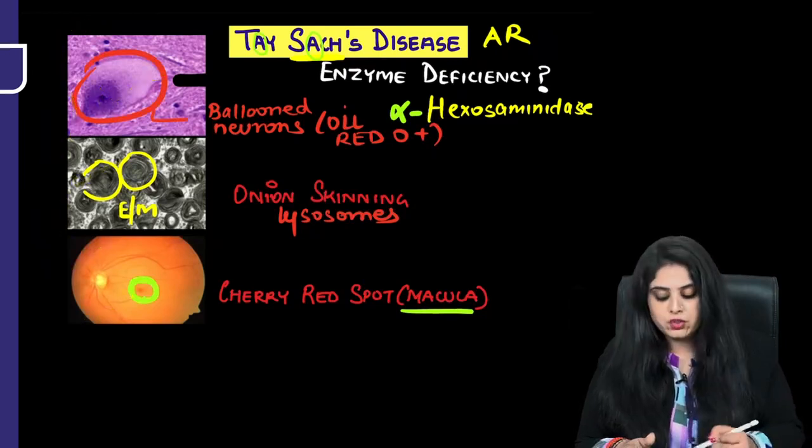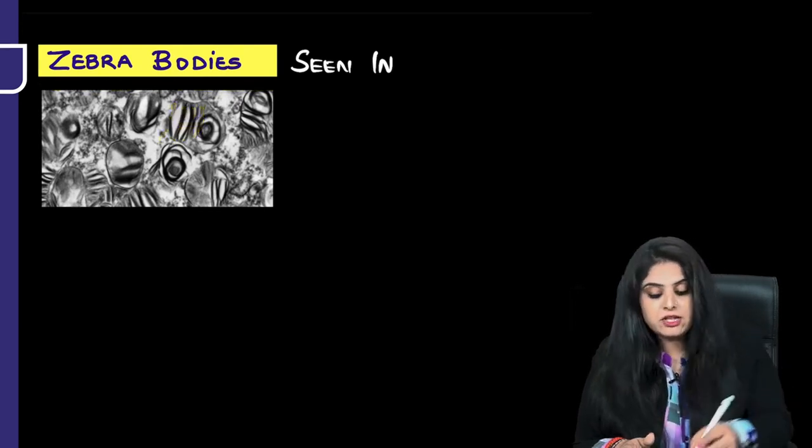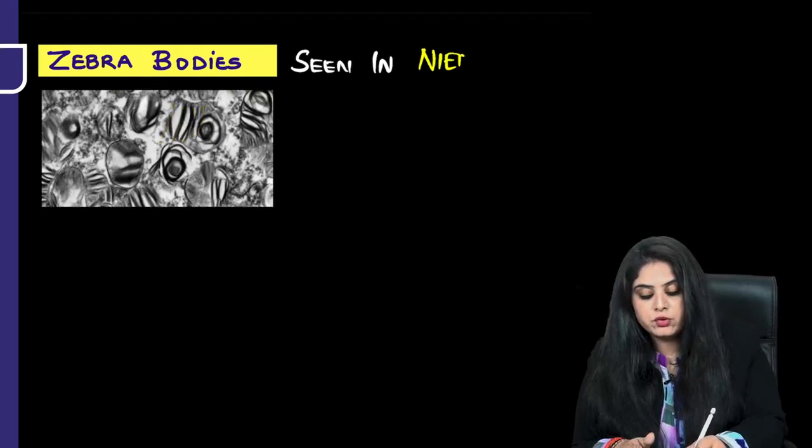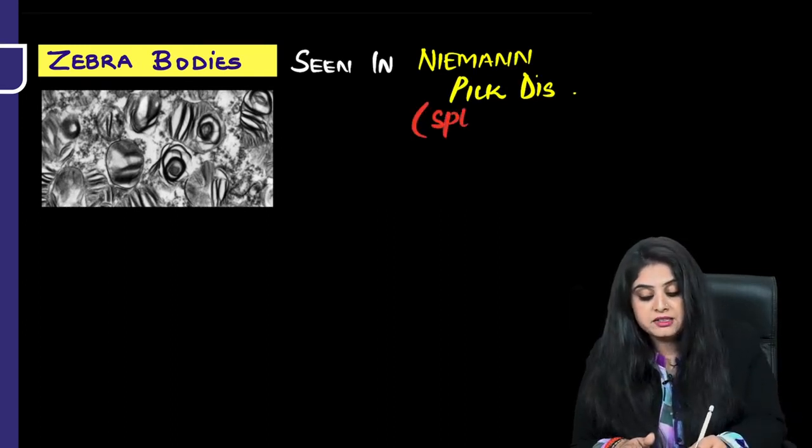Now, if I show you the next finding, what is this? Black and white stripes. They're looking like zebra bodies. Which lysosomal storage disorder is going to show you this? That is the Niemann-Pick disease. I hope you remember Niemann-Pick disease. If you go back to the main videos I have taught you, over here you are going to pick the spleen.